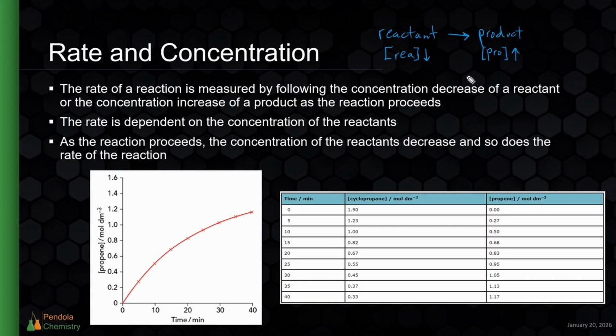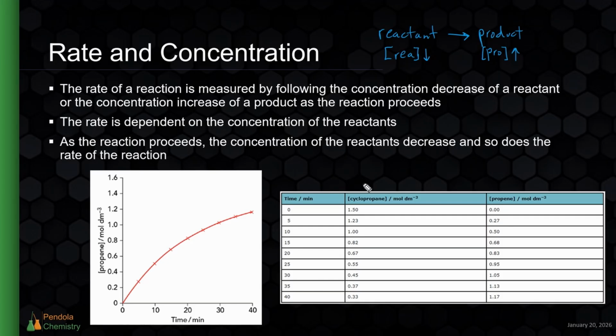The reaction depends on the reactant concentration, because as the reactants crash into each other, that's what's causing the reaction. So the reactants decreasing in concentration means that the reaction slows down. As a reaction proceeds, the concentration of the reactants decreases, and so does the rate of the reaction. So let's look at a particular reaction to look at how that works. So let's talk about this reaction.